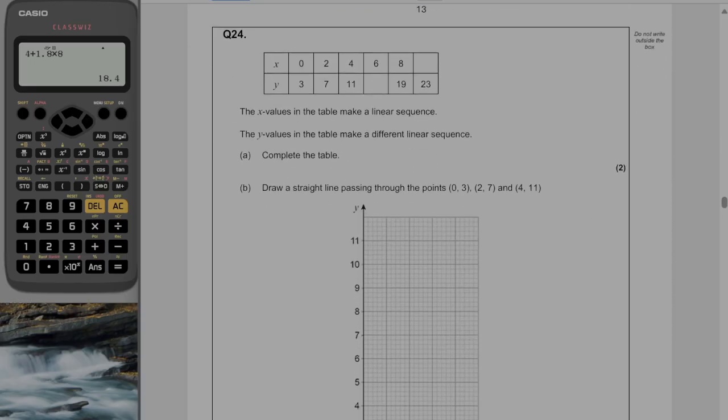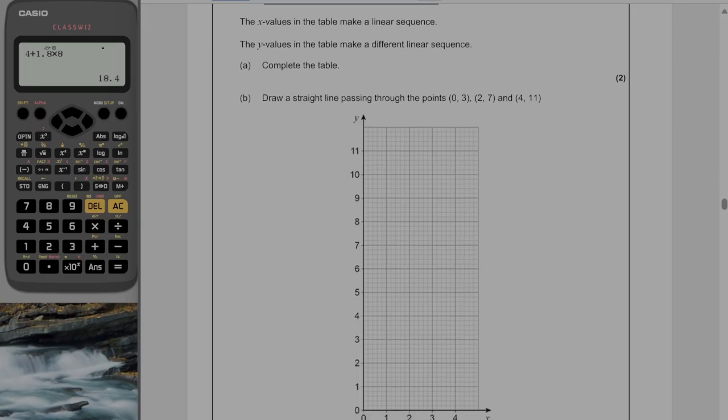Right, question 24. The x values in the table make a linear sequence. The y values in the table make a different linear sequence. Complete the table. Okay, so if we look at the x's first of all, 0, 2, 4, 6, 8, that must be 10. And then if we look at the y's, these are going up by 4s, so that must be 15.